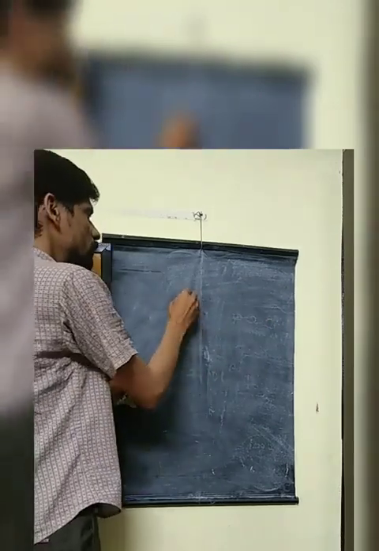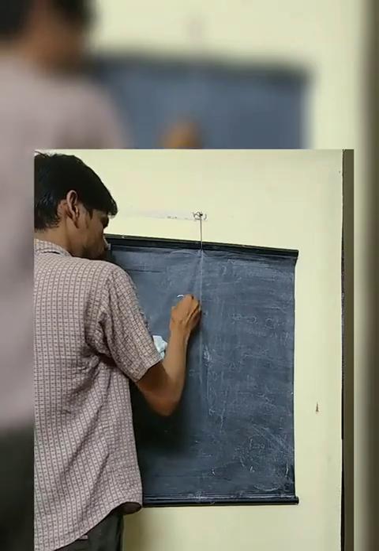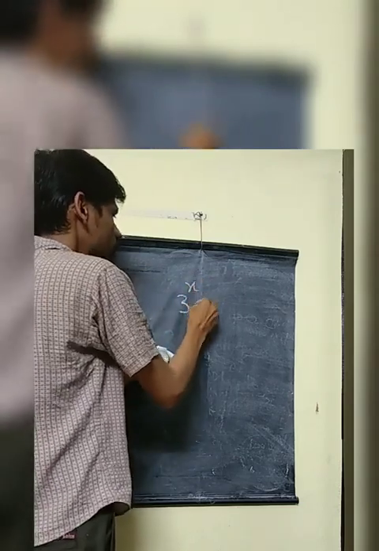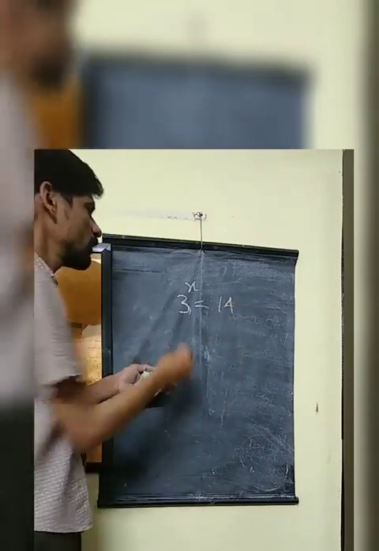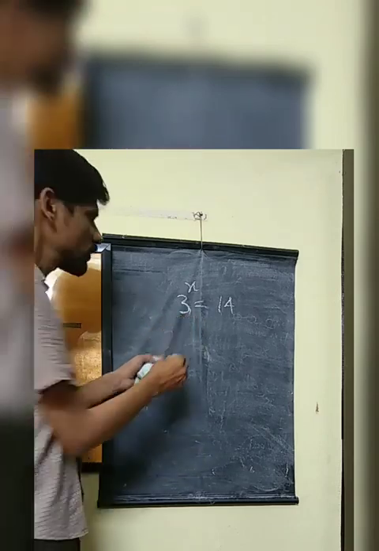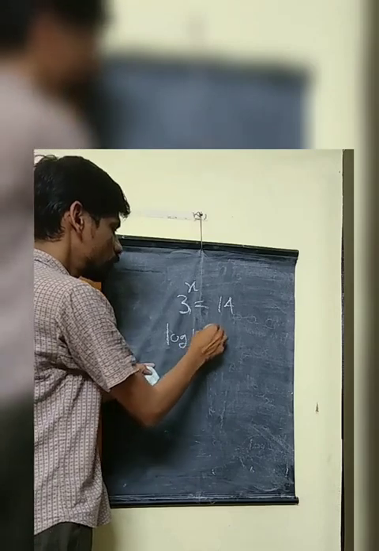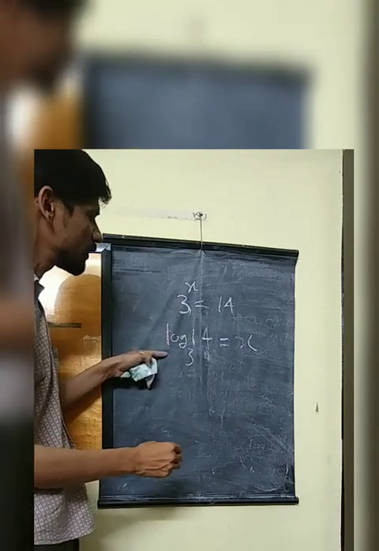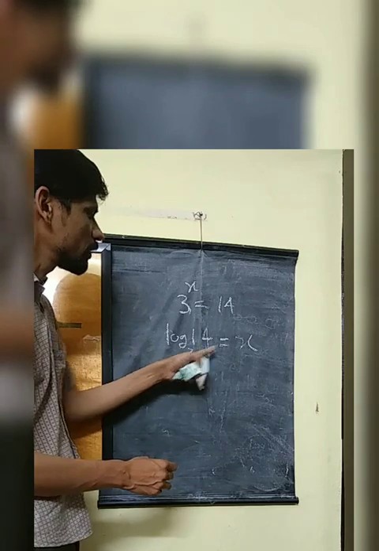Now another problem is 3 power x equals 14. So how can we solve this? This also looks like we can translate it into logs, right? Log base 3 of 14 equals x.